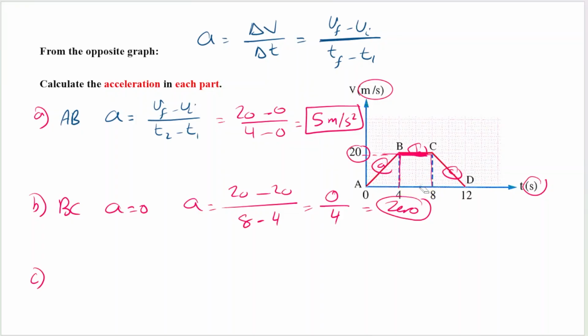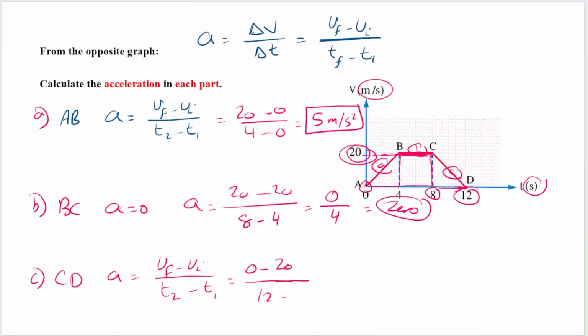What about the final stage, which starts from time equal 8 to time equal 12? So the acceleration should be negative. So from C to D, the acceleration is equal to final velocity minus initial velocity over t2 minus t1. So it's equal to, at time equal 12, the velocity is equal to 0, minus at time equal 8, the velocity is equal to 20, over final time is 12, initial time is 8. So it's negative 20 divided by positive 4 is equal to negative 5 meters per second squared. So this object was decelerating with the same rate it was accelerating.